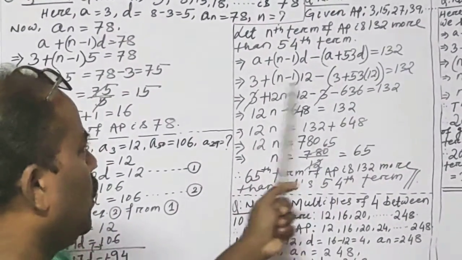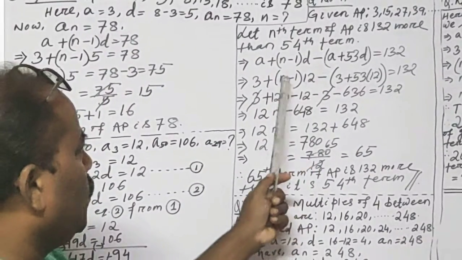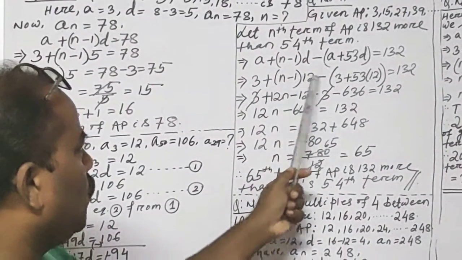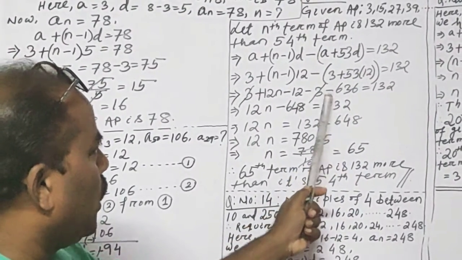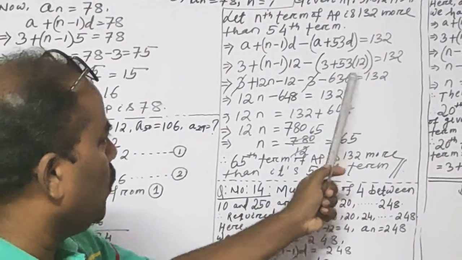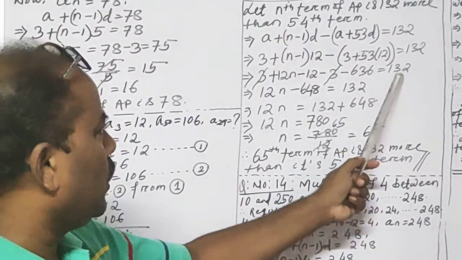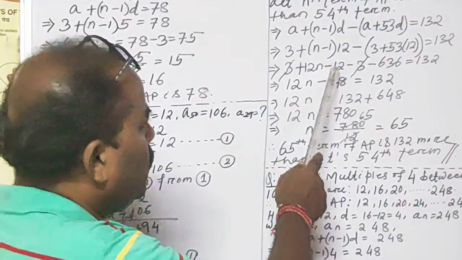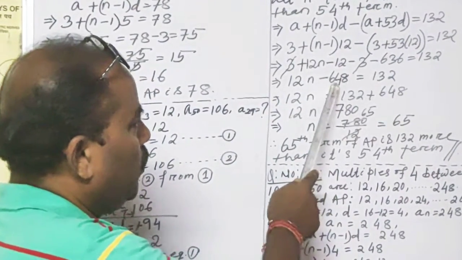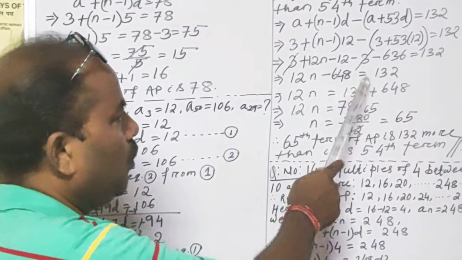Then you solve this one. 3 plus n minus 1 times 12 gives 12n minus 12. Then open the bracket: minus 3 minus 53 into 12, which is 636, is equal to 132. Then the 3s cancel, leaving only 12n, and minus 12 minus 636 will be minus 648, equal to 132.